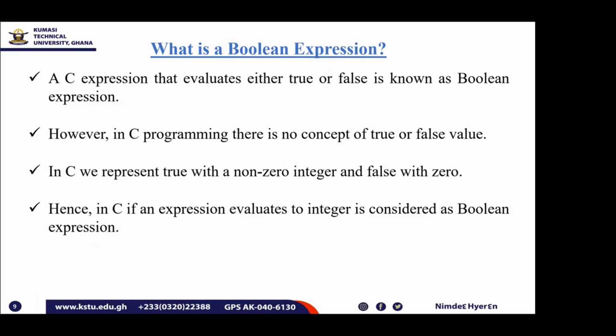Now, since I have mentioned a Boolean expression, it is only necessary that we understand what a Boolean expression is. Any C expression that evaluates either to be true or false is what we term as a Boolean expression. But in C programming, however, there is nothing like the concept of true or false. We don't have that value.